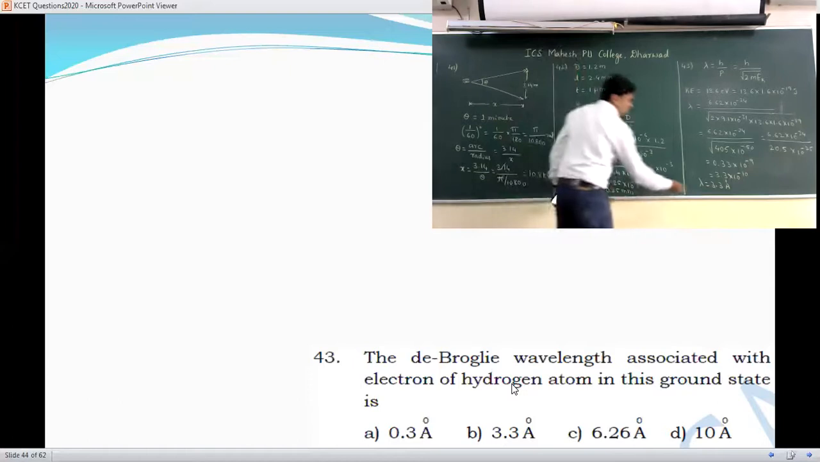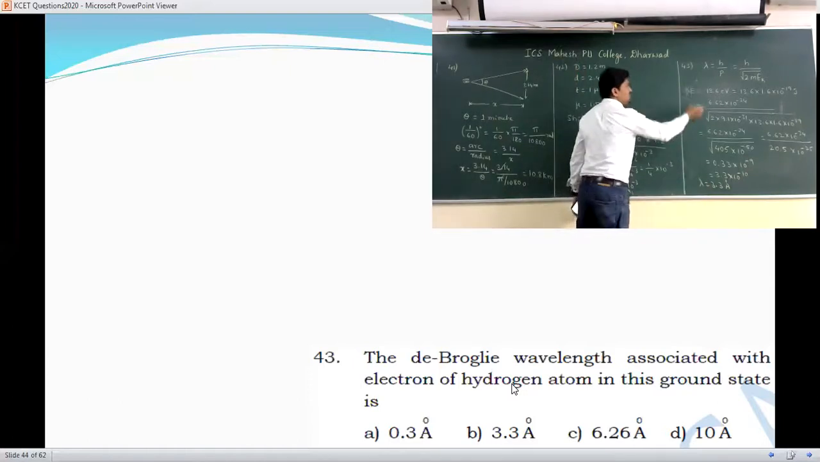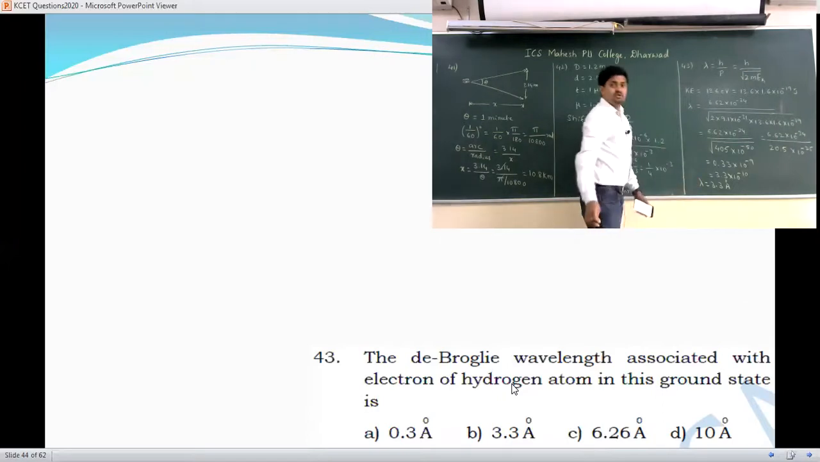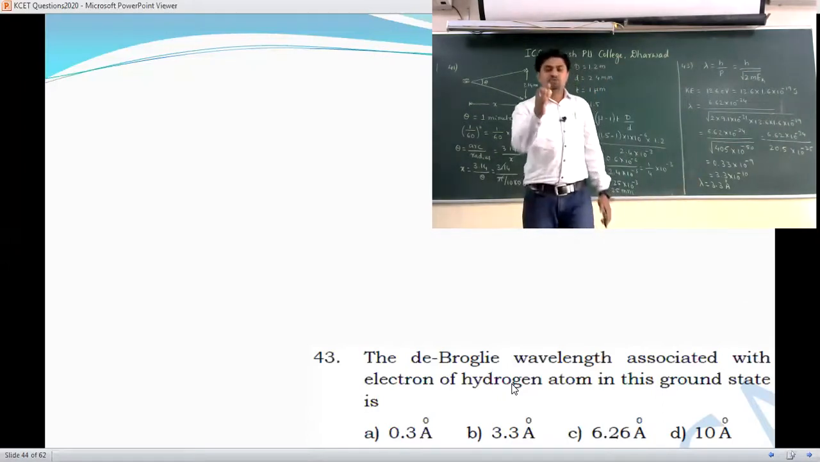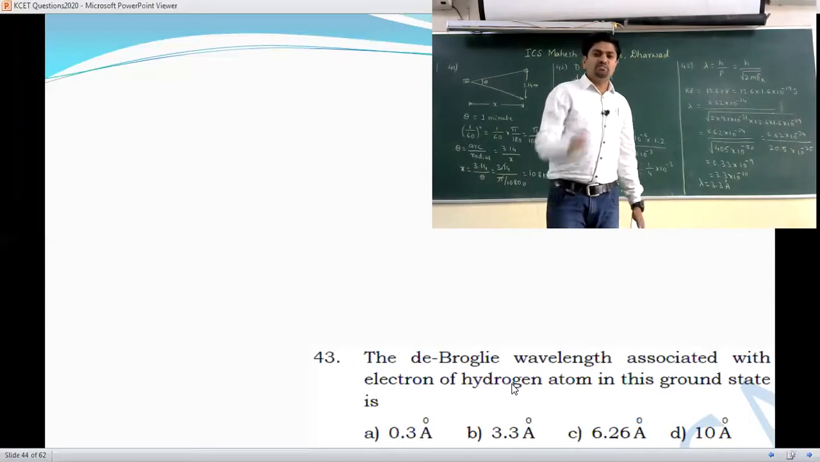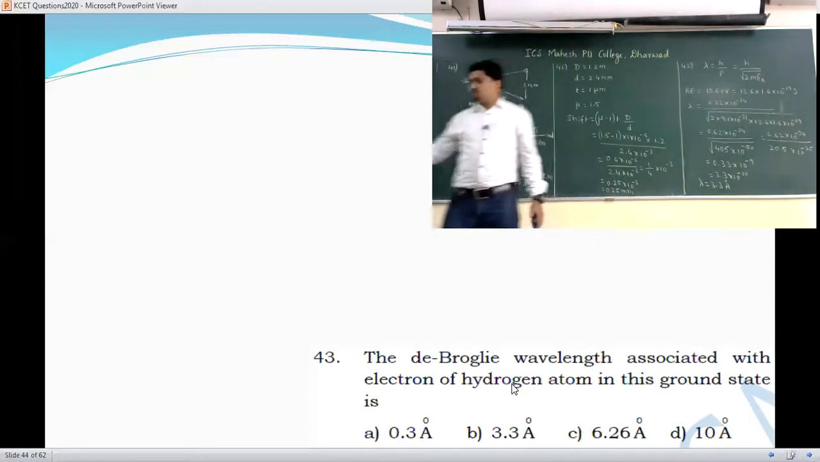So this is the answer you are getting for this. You just have to substitute the values. By substituting the values, you get lambda is equal to 3.3 angstrom. So the option you are getting there is option B. That should be your answer. Let us go to the next one.